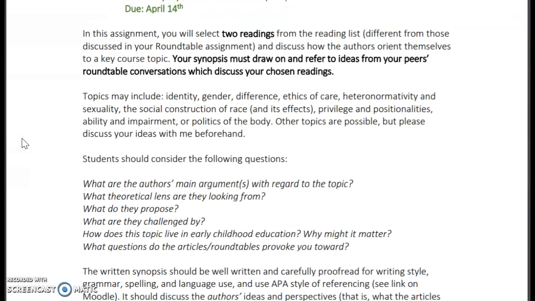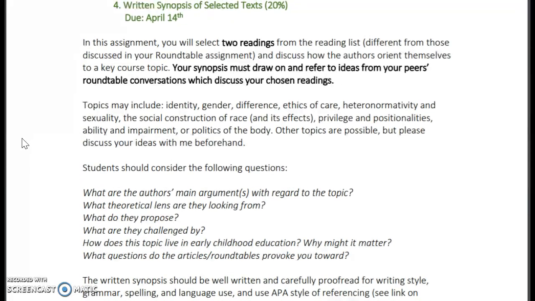So some topics for this synopsis might include identity, gender, difference, ethics of care, heteronormativity and sexuality, the social construction of race and its effects, privilege and positionalities, ability and impairment, the politics of the body. So other topics are possible as well, but please discuss your ideas with me beforehand.